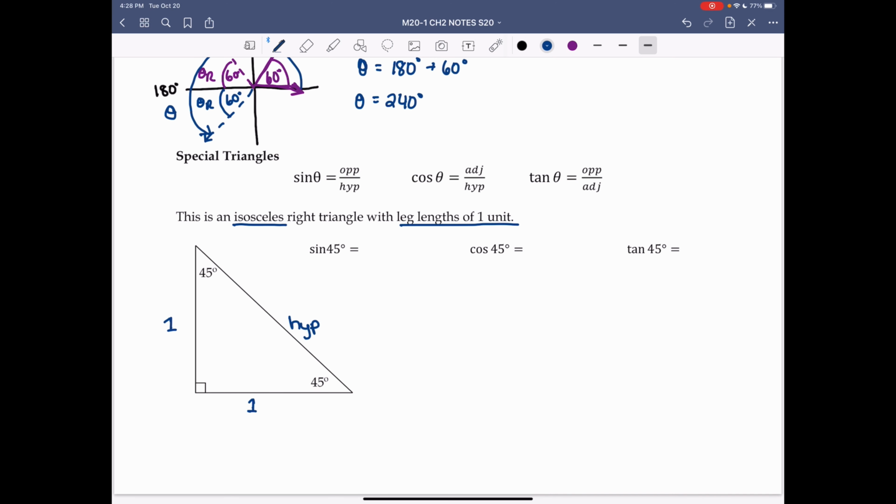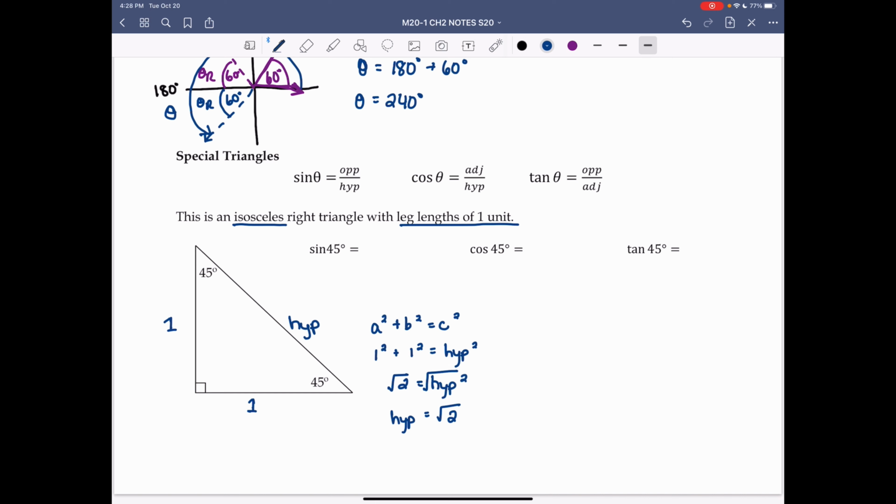We can determine the length of the hypotenuse by using the Pythagorean theorem. A squared plus b squared equals c squared. C is the hypotenuse, so we have 1 squared plus 1 squared equals the hypotenuse squared. 1 squared is 1, so we have 1 plus 1, which is 2, equals the hypotenuse squared. And then we want the hypotenuse, not the hypotenuse squared, so we square root both sides, and we get the hypotenuse equals the square root of 2.